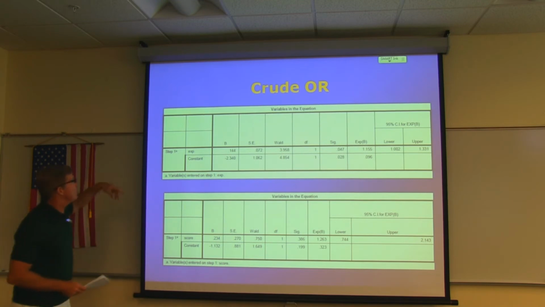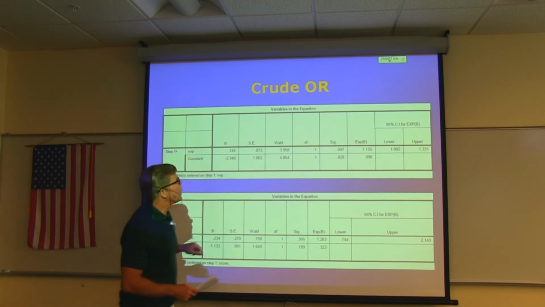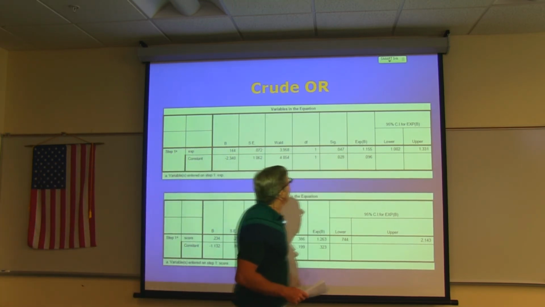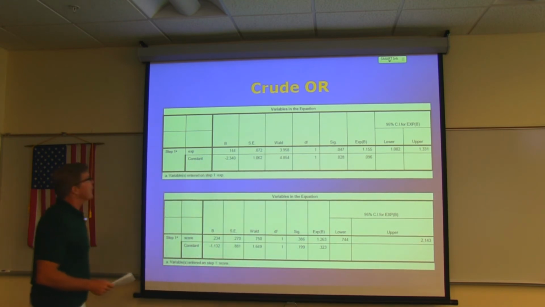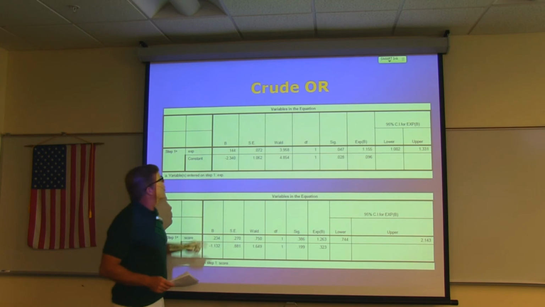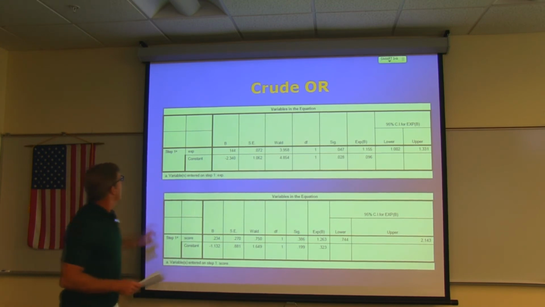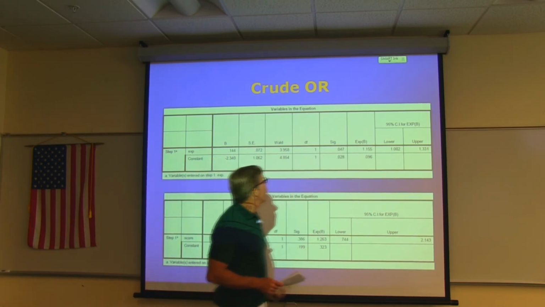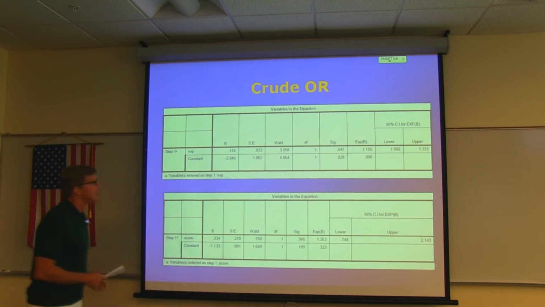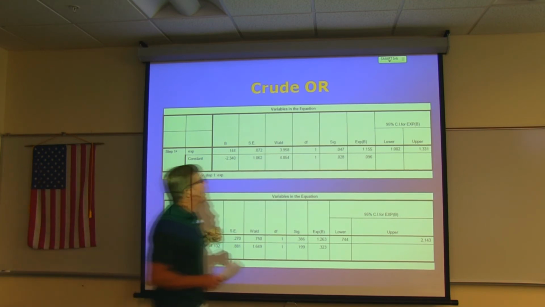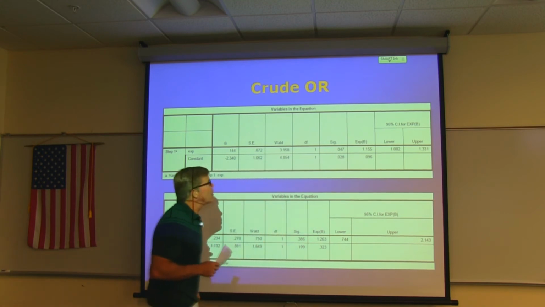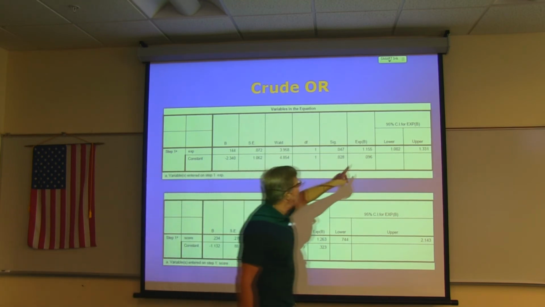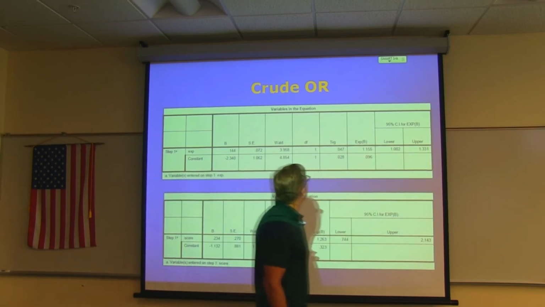So as we see with the variable experience, we have a crude OR of 1.155. Okay, it gives us a B of 0.144 and so on. The IV experience is a significant predictor because 0.047 is less than 0.05. The confidence interval, there's about a 95% likelihood that if we were to take repetitive samples, our odds ratio would fall between 1.002 and 1.331.